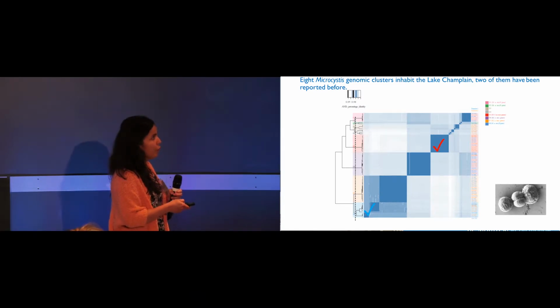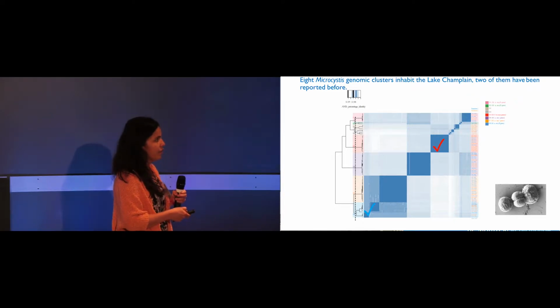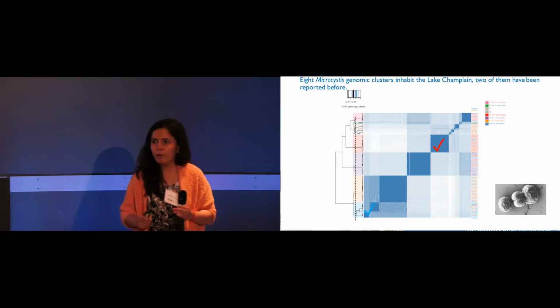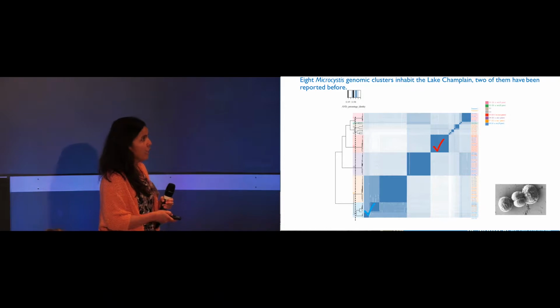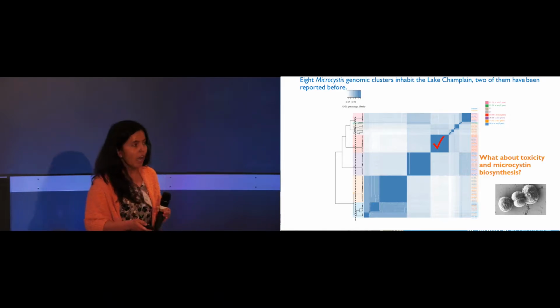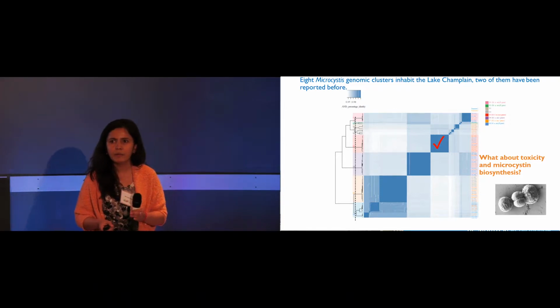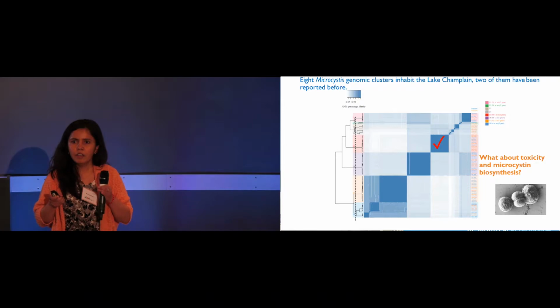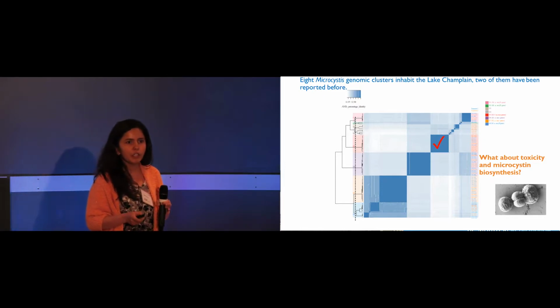In this picture, what we have is a similarity matrix where the colors are proportional to the similarity between Microcystis. As we can see, we had 8 genotypes just in Lake Champlain, and 2 of them have been reported before, which is important because it shows how a culture-independent approach allowed us to recover a higher diversity of Microcystis genotypes in a lake.